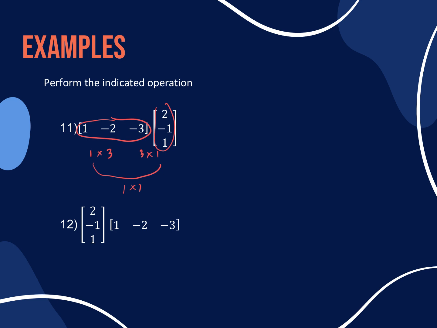And so I do 1 times 2 is 2, plus negative 2 times 1, negative 2, and negative 3 times 1 is negative 3. And I do the math. That's all that's left, right? There's nothing else. So 4 minus 3 is 1. And so that's my solution.